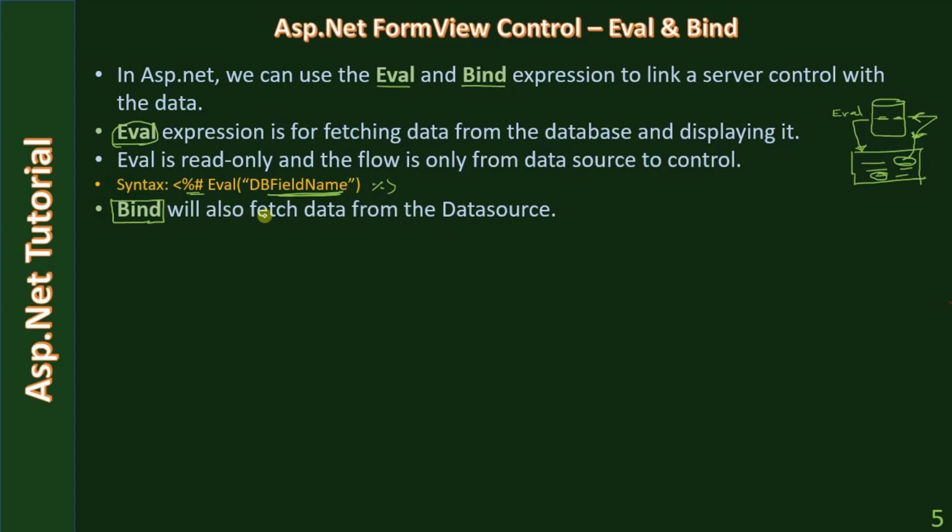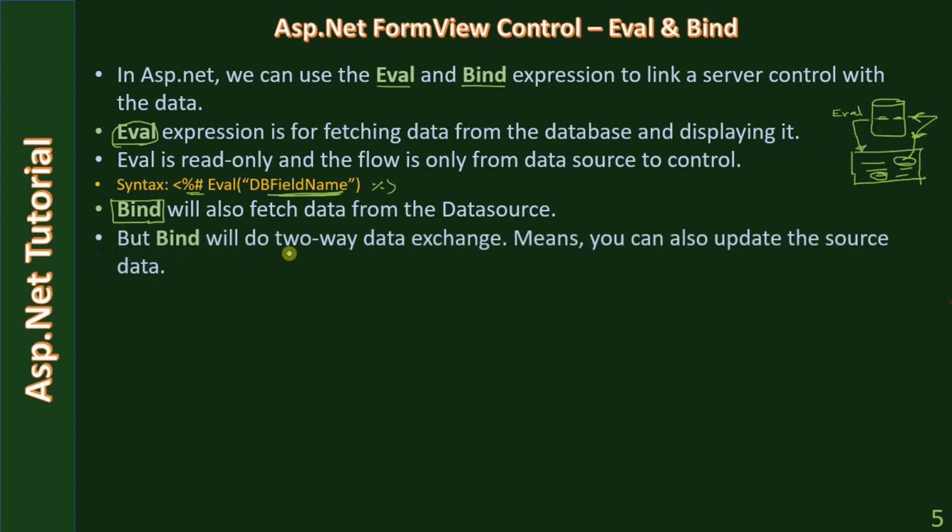So bind will also fetch data from the data source, right, like eval, but bind will do two-way data exchange. That means it will fetch data and display that in a field, and when you modify the field you have a way to push back the data to the data source. So that's how you can see bind will perform two-way data exchange. It can pull data from database, then it can push the modified data to the database.